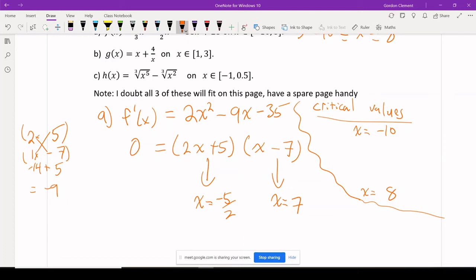As my critical values. They are, in fact, between those 2 endpoints, so they are all potentially that.